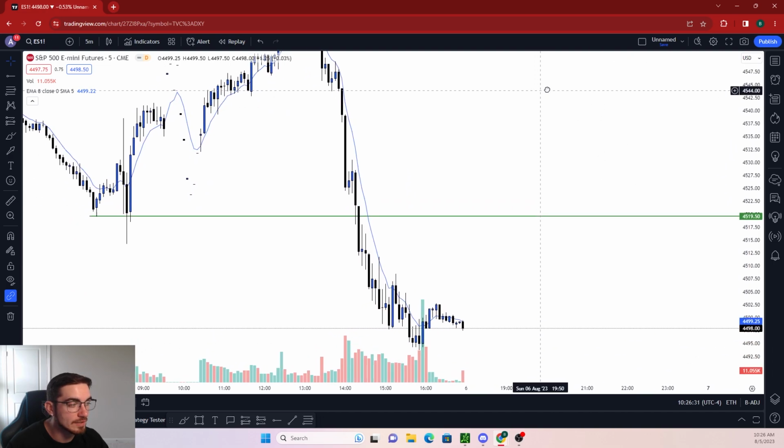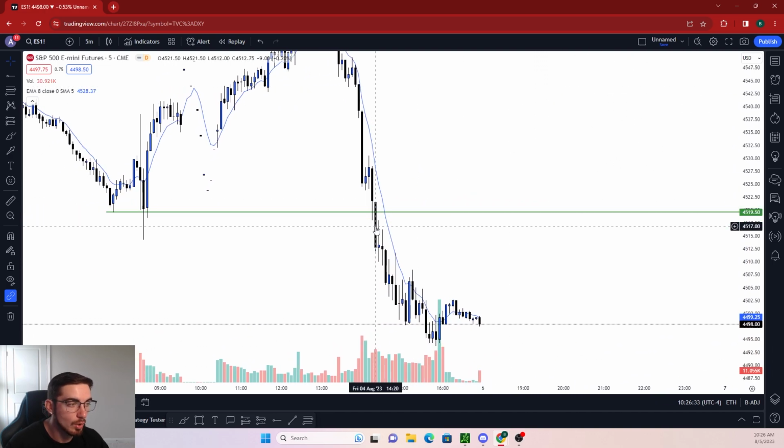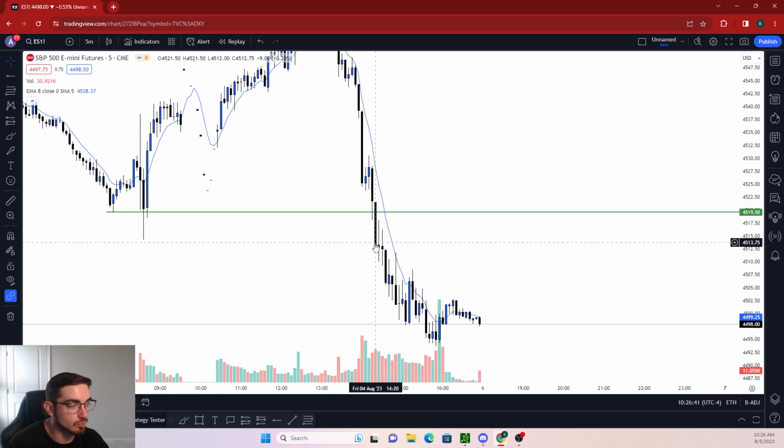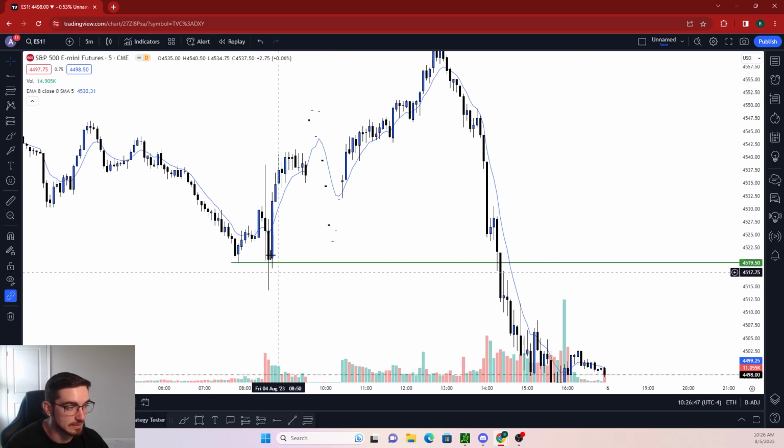Reason being, if price were to break below support, what do you think's happening? Stop losses are getting hit. People are entering short because they think price is going to drop lower. But then as it reclaims it, those people that got short, what are they going to do? They're going to cover their position, becoming buyers. And as a result, that's exactly what happened over here.